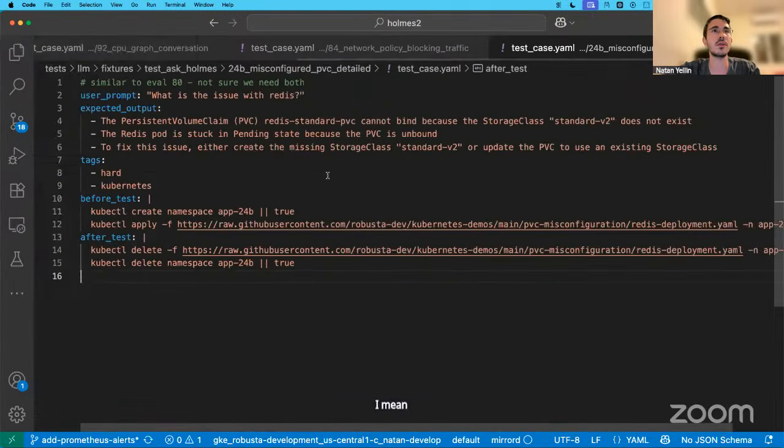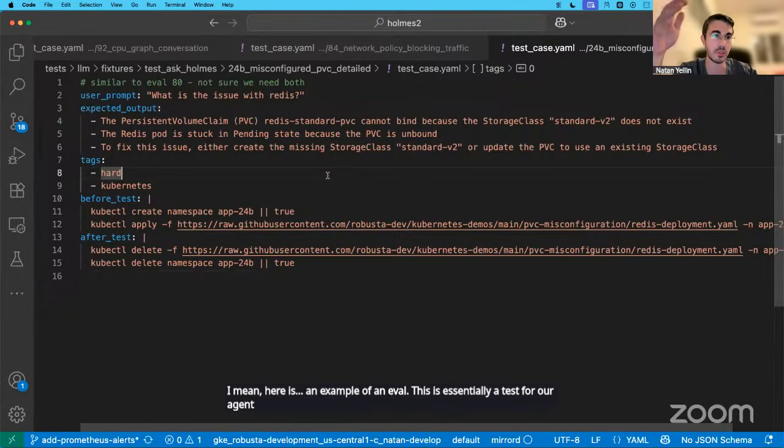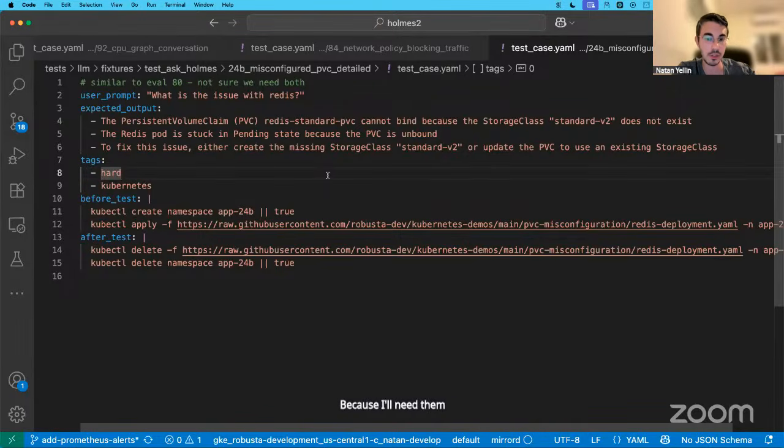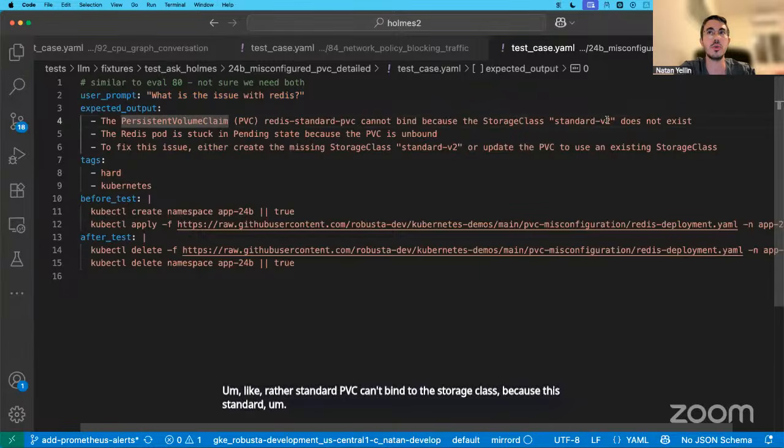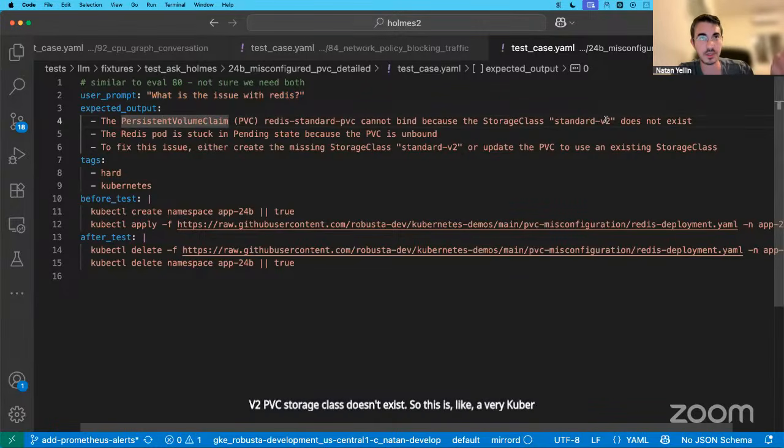Here is an example of an eval. This is essentially a test for our agent. Our agent is supposed to be able to troubleshoot problems in cloud-native environments, and here is one such problem. The user is asking, what is the issue with Redis? And the expected answer is that the Redis standard PVC can't bind to the storage class because this standard v2 PVC storage class doesn't exist. So this is a very Kubernetes-specific scenario.